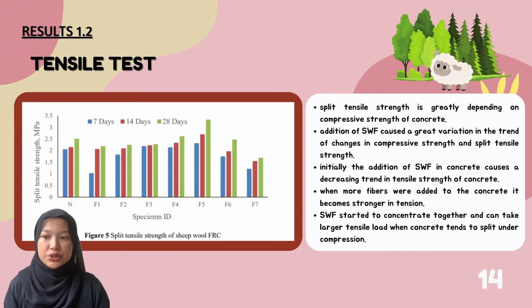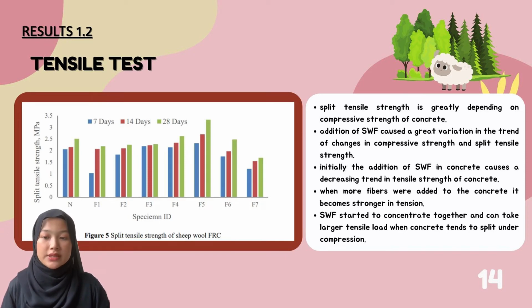Tensile test. Generally, split tensile strength is greatly dependent on the compressive strength of concrete. In this experiment, addition of sheep wool fiber caused a great variation in the change in compressive strength and split tensile strength. The result is shown in figure 5. As observed, initially the addition of sheep wool fiber in concrete caused a decreasing trend in tensile strength of concrete. The cause of reduction is the poor adhesion and low bond strength between the fiber and cement paste.